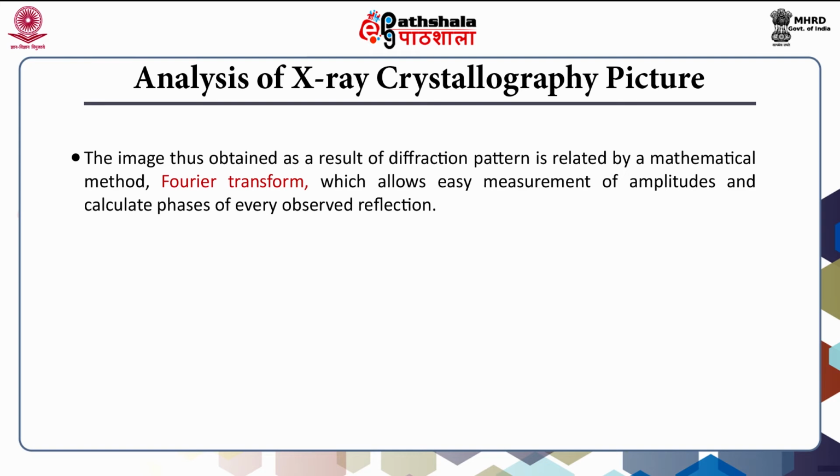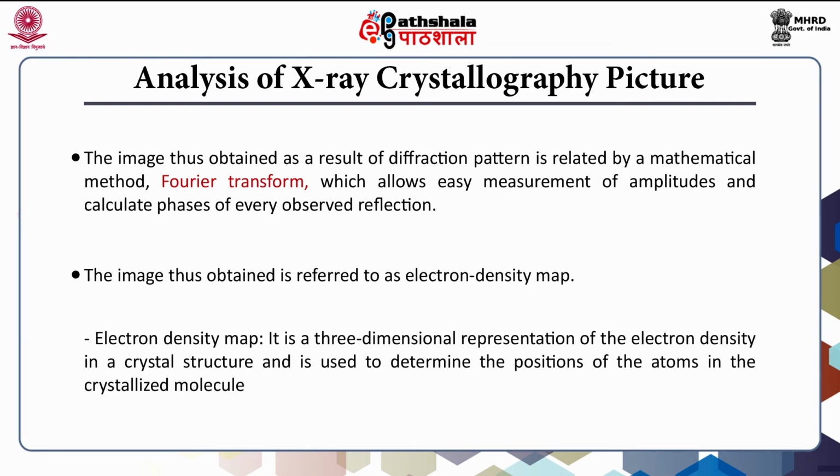So, based on the electron density we can keep that particular atom in that particular structure and we can identify the protein structure. So, finally, the image obtained by the Fourier transform mathematical calculations by using the amplitude and calculated phases of each observed reflection, that is the electron density map. So, precisely, the electron density map is a three-dimensional graphical representation of where the electrons are most densely localized, and this electron density map is used to determine the positions of atoms in the crystallized molecule.